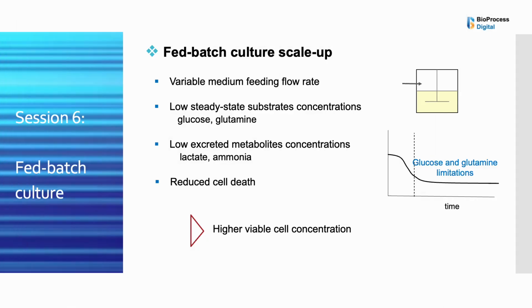Session 6 focuses on the scale-up and optimization of fed batch processes for antibody production. In fed batch culture, the bioreactor is initially partially filled, and fresh medium is gradually added throughout the process. The feed flow rate is dynamically adjusted to maintain low, near steady-state concentrations of glucose and glutamine. Maintaining limiting substrate concentrations helps to minimize the production of inhibitory metabolites such as lactate and ammonia, and reduce cell death caused by byproducts accumulation. As a result, fed batch culture can achieve higher viable cell densities and greater productivity compared to traditional batch processes.